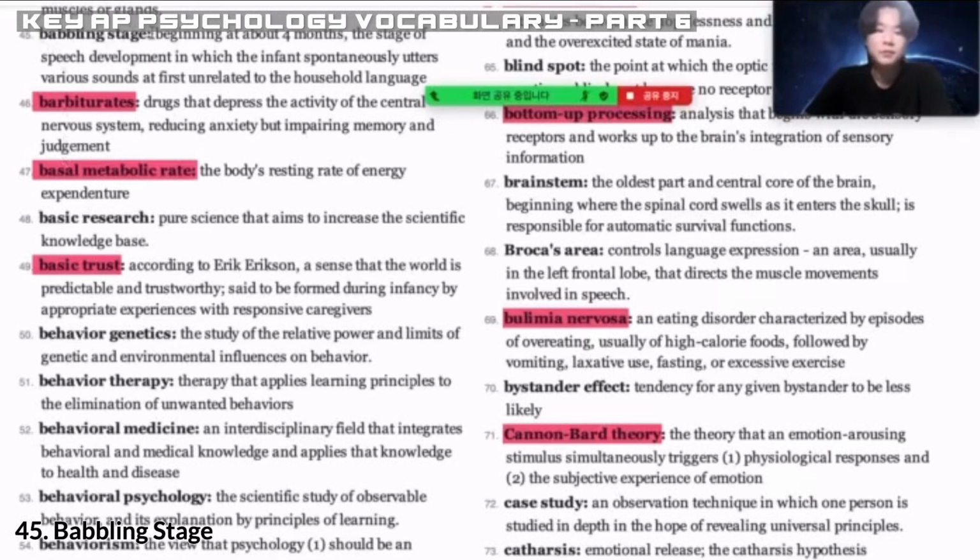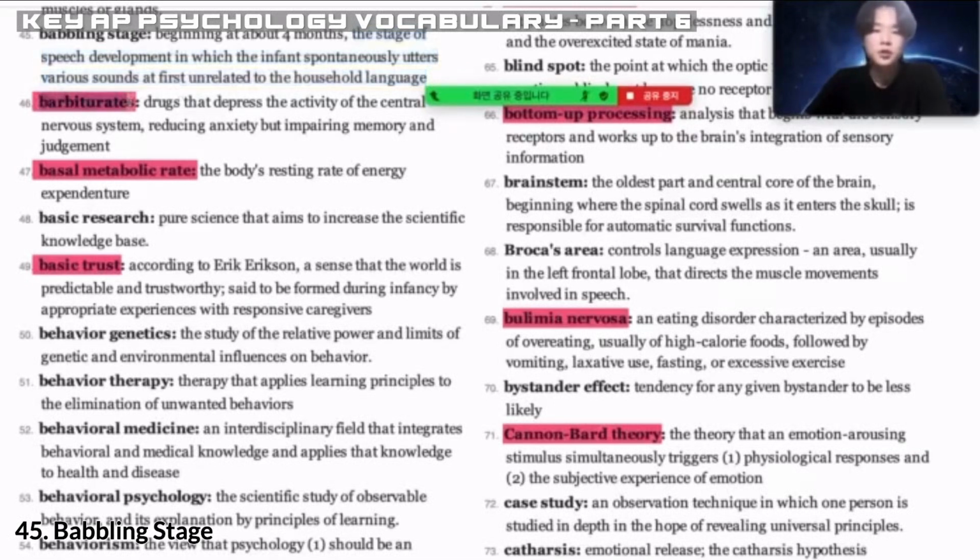The babbling stage begins at about 4 months after birth, and it is the stage of speech development in which the infant spontaneously utters various sounds at first unrelated to the household language. Something like dada and baba, words that do not really make sense but still make a sound and still imply something. This baby is trying to communicate something, but while the speech sounds really not related to the household language, it still kind of conveys a meaning.